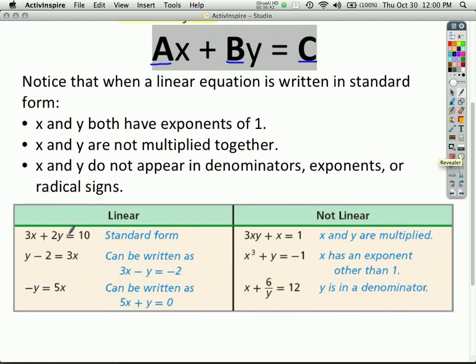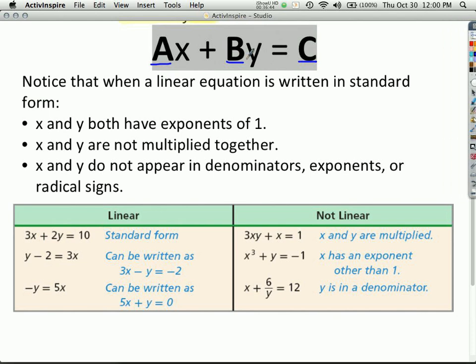This is linear because it's in standard form. This is linear because we could rewrite it in standard form. So this is the same thing as this. This is also linear because it can be rewritten in standard form. So that is the same thing as that. These are not linear.